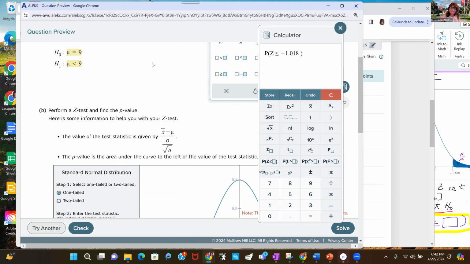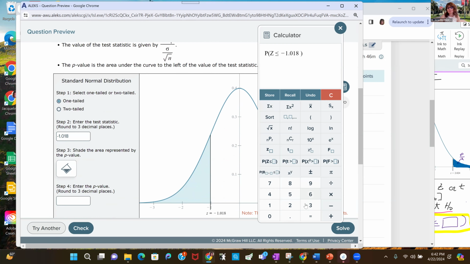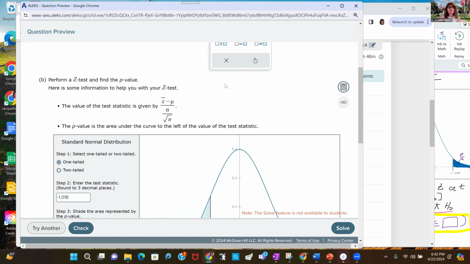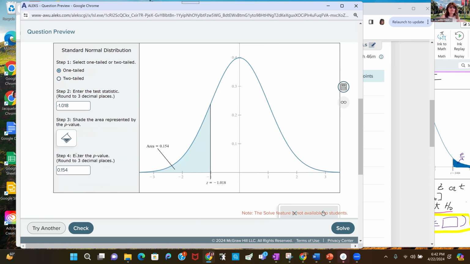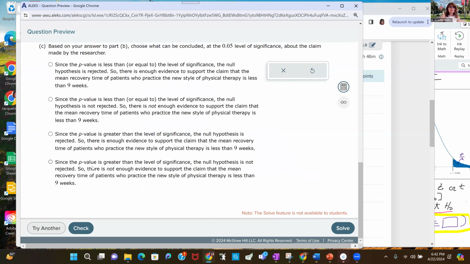And notice this is a left-tailed test. So the area to 3 decimal places is 0.154. Now alpha is 0.05. This is not less than 0.05. So since the p-value is greater than the level of significance, the null hypothesis is not rejected.